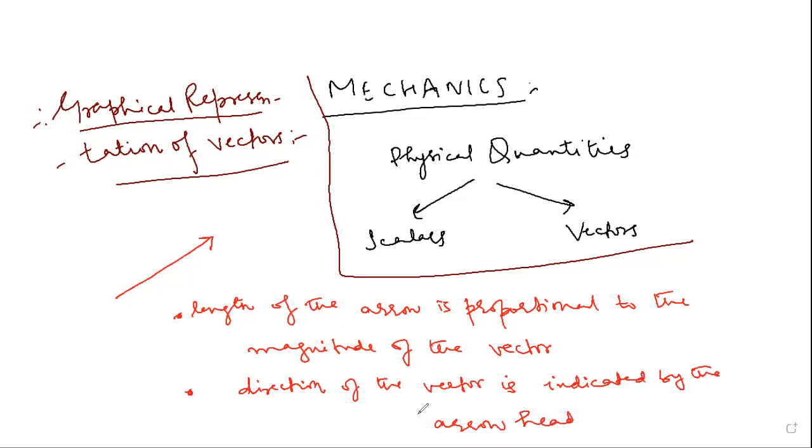You have to remember this, that when we represent graphically any kind of vector by an arrow, we have to keep these two things in consideration, that length of the arrow is proportional to the magnitude of the vector and direction of the vector is indicated by the arrowhead. I will explain this.